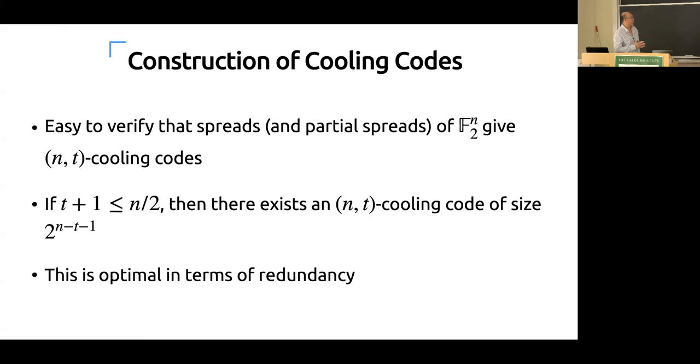If you pick the subspaces to be of dimension t plus 1, then this gives you an (n,t) cooling code, as long as t plus 1 is at most n over 2. And their size is 2 to the n minus t minus 1. This is optimal in terms of redundancy, because we can show that any code that needs to avoid the t hottest wires always needs t plus 1 wires as redundancy.